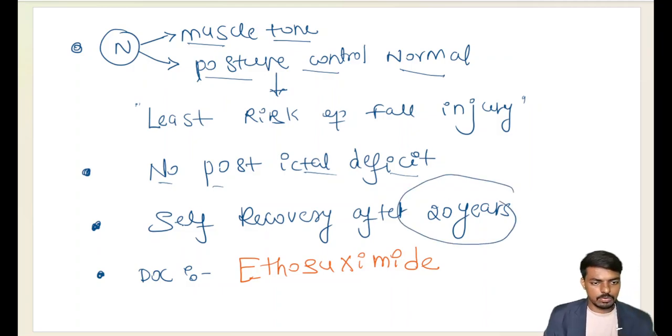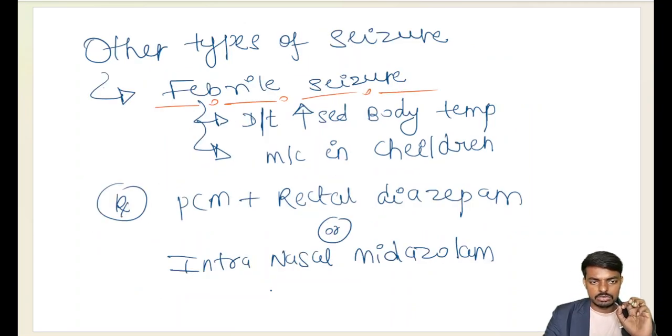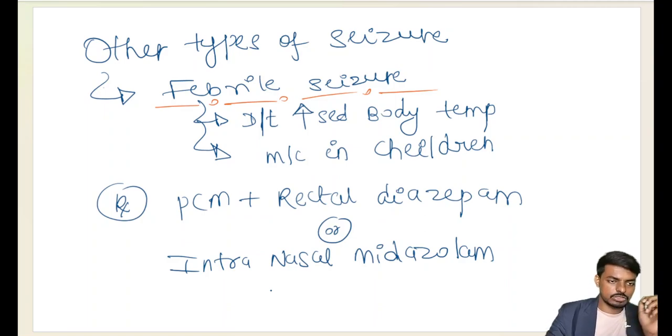And the drug of choice for the absence seizure is ethosuximide. Ethosuximide is the drug of choice for the absence seizure. Very important, you have to remember. So this is what we have studied, the whole classification of the seizure. We have other types of seizure also, so let me explain in short.